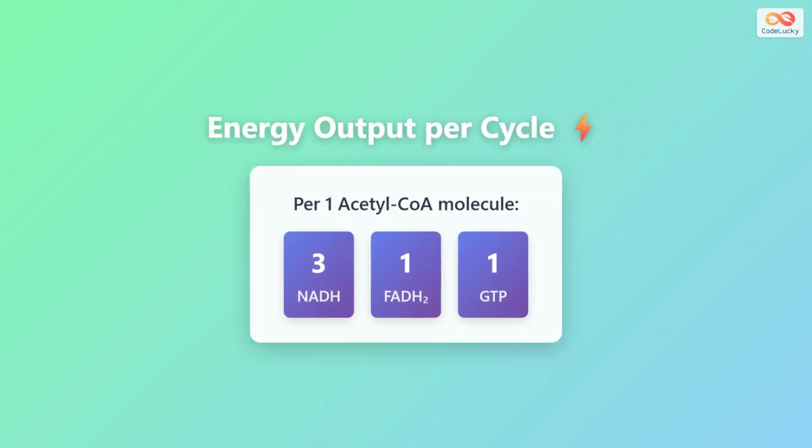Let's look at what 1 turn of the cycle produces from a single Acetyl-CoA molecule. The cycle generates 3 NADH molecules, which are high-energy electron carriers. It also produces 1 FADH2 molecule, another electron carrier. Additionally, 1 GTP molecule is made, which can be converted to an ATP for immediate energy use. These products might not seem like much, but they're crucial for the next stage of cellular respiration.